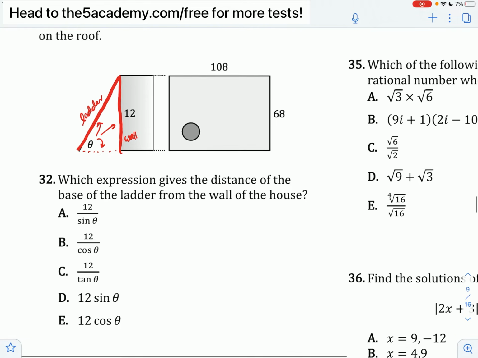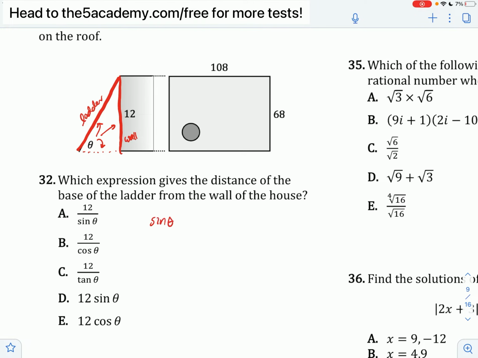So the distance from the base of the ladder to the wall of the house. Let's just look at sine, cosine, tangent of theta, and see if we plug these in, what do we get? So sine theta is equal to opposite, which is 12, over ladder distance. Cosine theta is equal to adjacent, which I'll call the base distance, and that's the distance we're looking for. So that's the base distance divided by the ladder distance, and tan theta is equal to the opposite side, which is 12, divided by the base distance, which is the adjacent, okay?